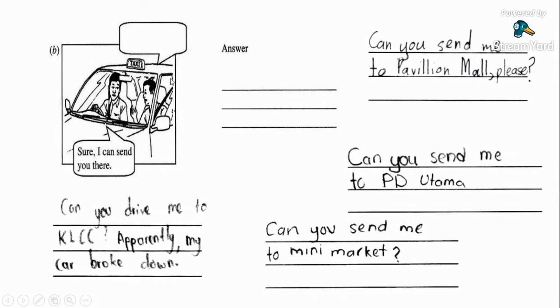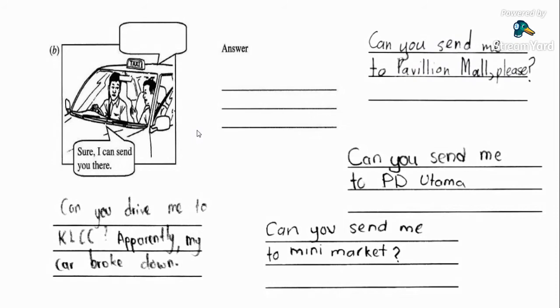Why I'm so interested is because I've seen kids who answer like this. Can you send me there? They're clever, I think the teacher taught them. Can you send me there? So the answer was not accepted during this year's UPSR. So they didn't accept the answer. Can you send me there? You have to be specific. So don't be vague. What I want to say is don't be vague in your answer.